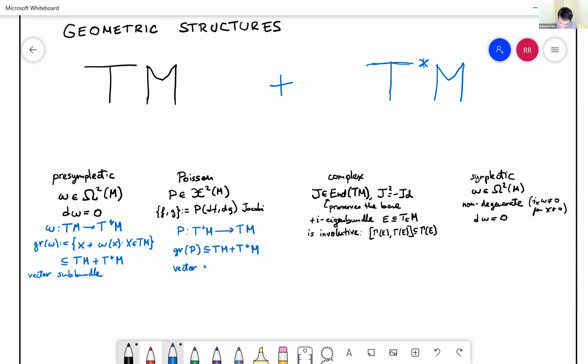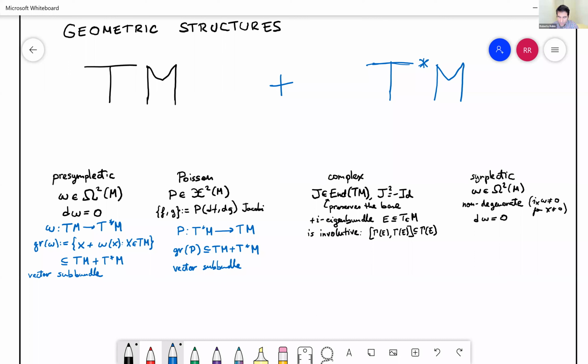Good. Can I do this for complex structures? Okay, this is a bit, I will have to force it a bit, because complex structures fit very nicely in with the tangent bundle. They're just endomorphisms of a tangent bundle. But if I insist, and I do this for a good reason, I could do the following.